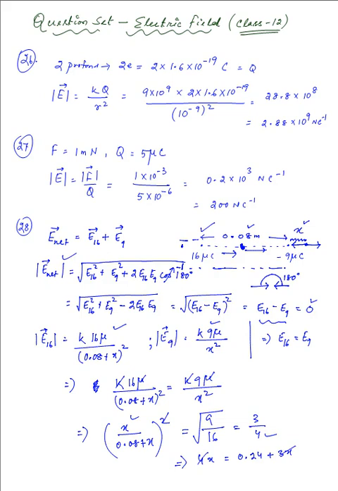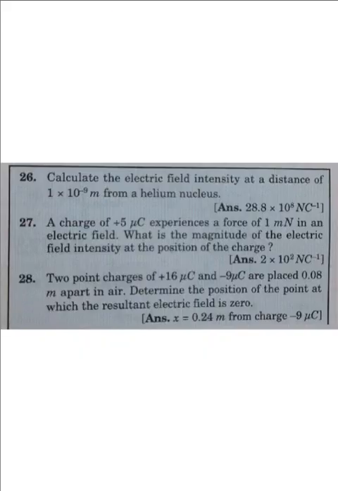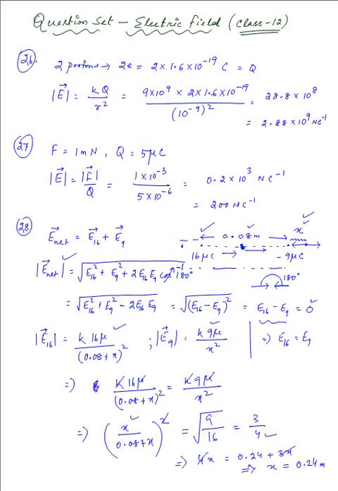Don't get confused. So x is simply equal to 0.24. That is the value that we obtain. X is equal to 0.24 meters. So it will be at a distance of 0.24 meters from the -9 microcoulomb charge that is provided to us. So that is exactly the answer that we have obtained, and this is the procedure in which we obtain the answer. Okay, so let's go to the next part, question number 29.